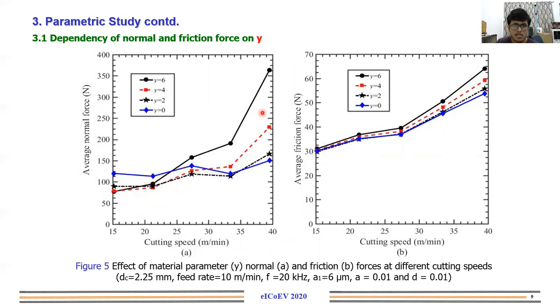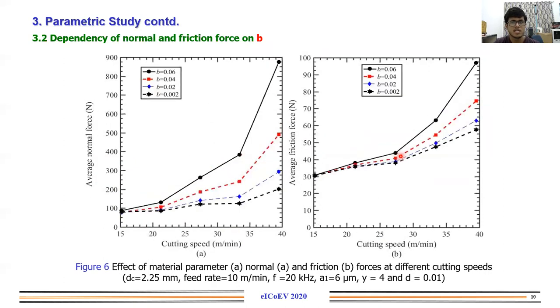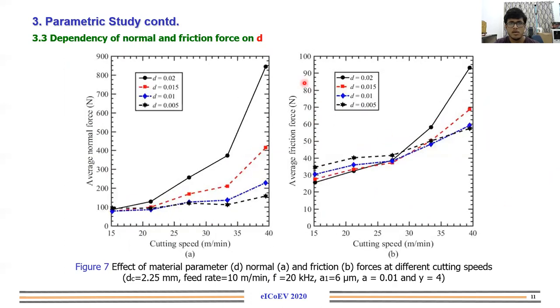As you can see, the variation is fairly variable, and this thus predicts that this is a good signal for an inverse model. Same is the case with B. You can see that the variation is fairly variable in both the case of the normal force and the friction force. And same is the case with D. So we have studied all the three parameters, Y, B, and D, which we are going to use as the material dependent parameters which are variable in the inverse study. We are keeping A and C constant, thus we have not plotted the graphs for them.